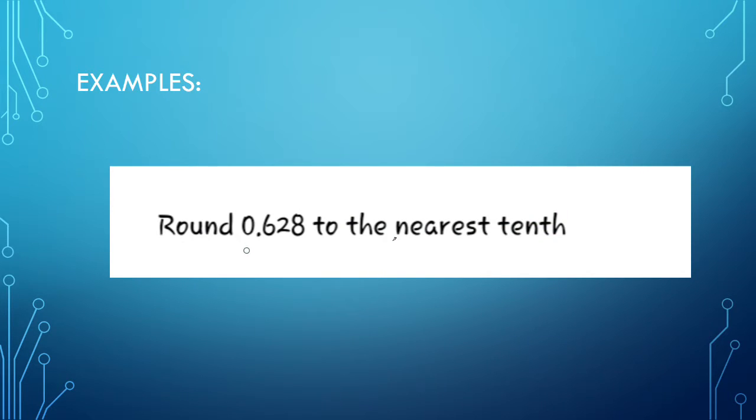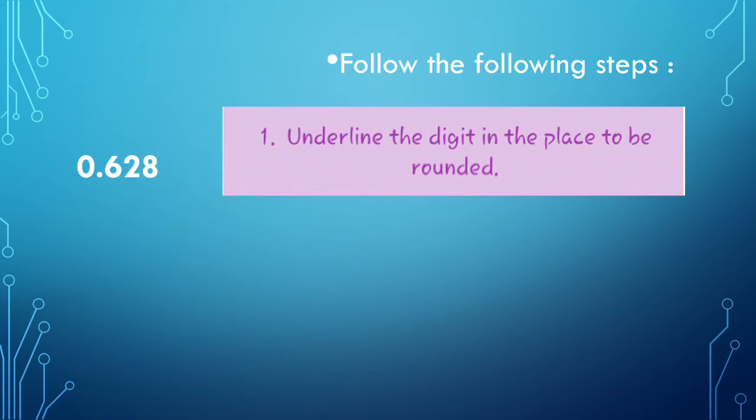Now let's continue with the rounding. We want to round the number 0.628, which is read as 628 thousandths, to the nearest tenth. What are the steps we should follow? The first step is to underline the digit in the place to be rounded. The place is the tenth. So where is the tenth? The 6 is the tenth, so we underline the 6.